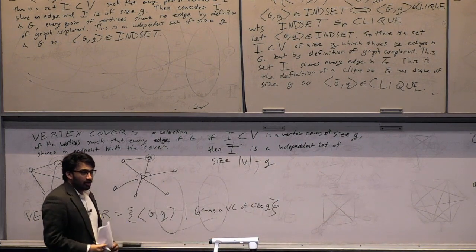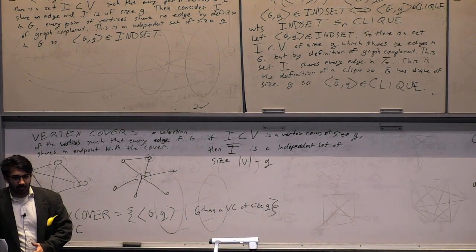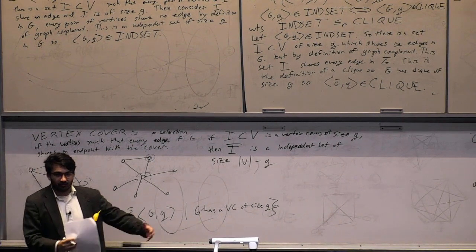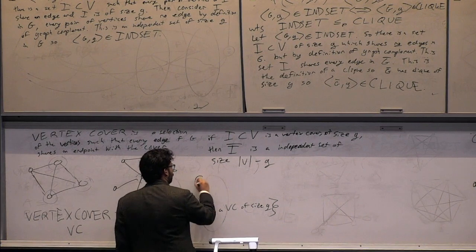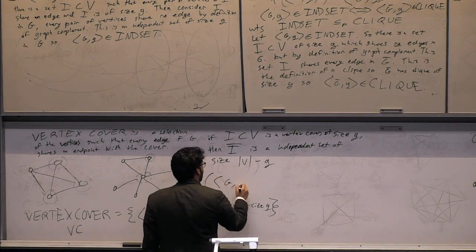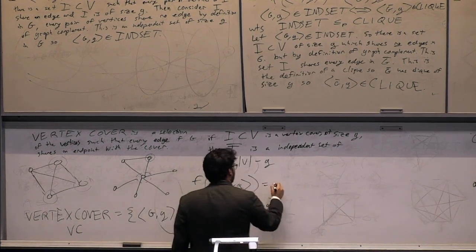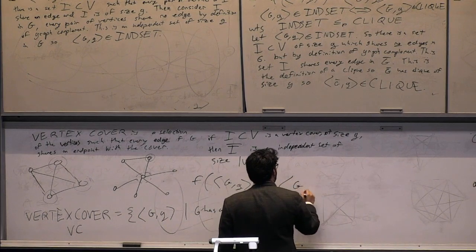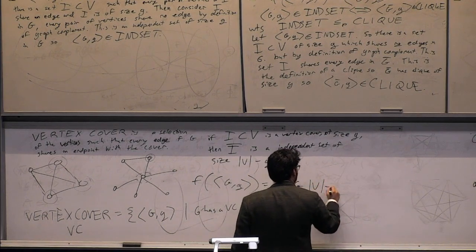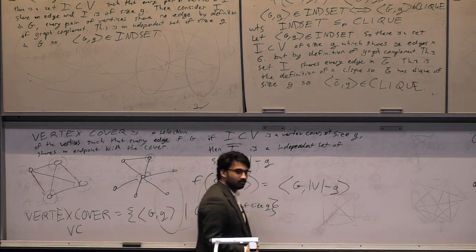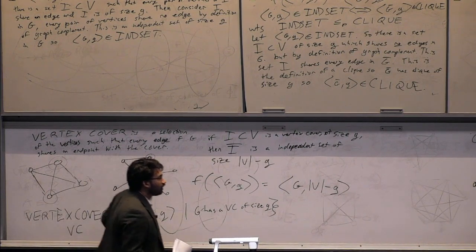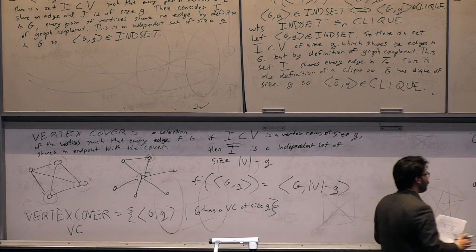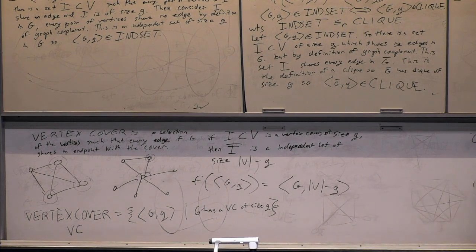So this graph has an independent set of size g if and only if it has a vertex cover of size n minus g, right? Here's the reduction. We'll take as input G and g, and we'll output the same graph, but then a vertex cover of a different size. That's it. Let's do all the proof. But you see the reduction? You see how the structure is mirrored?